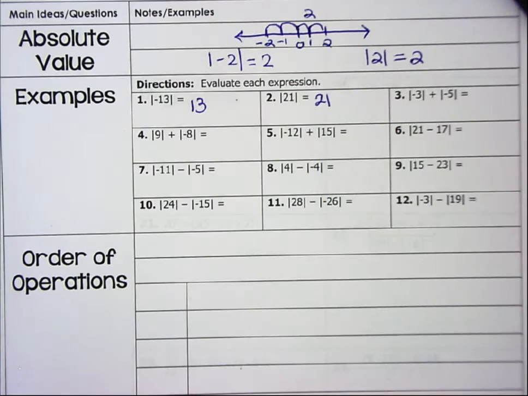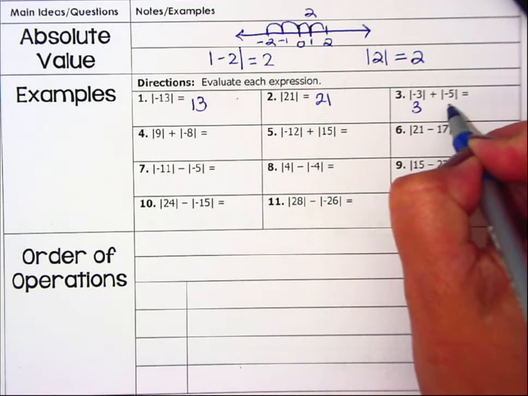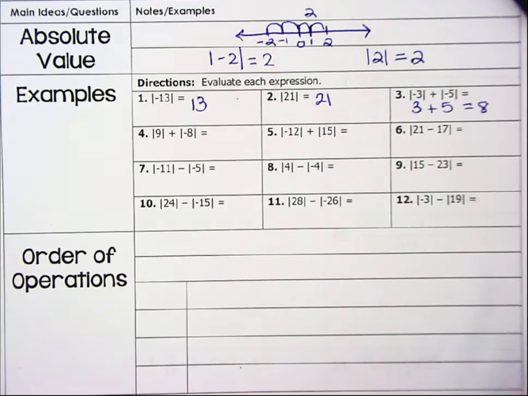And if they ask us to do some operations with absolute value, we do the absolute value part first, and then we do the operation. So the absolute value of negative 3 is 3. The absolute value of negative 5 is 5. Then we add them together, and we end up getting 8. Okay, so go ahead and try the other ones on your own.